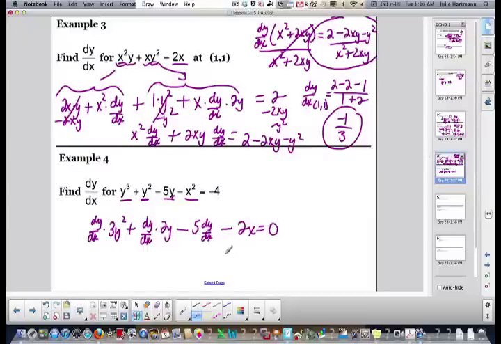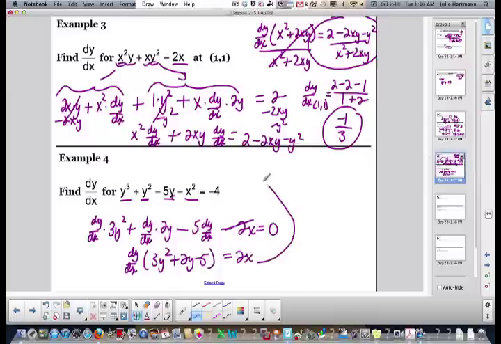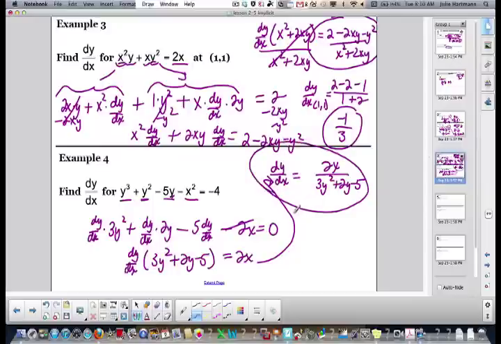So we need to add the 2x over. Here, factor out your dy/dx. You're left with 3y squared plus 2y minus 5, and then divide. So dy/dx equals 2x divided by 3y squared plus 2y minus 5. So there is that one.